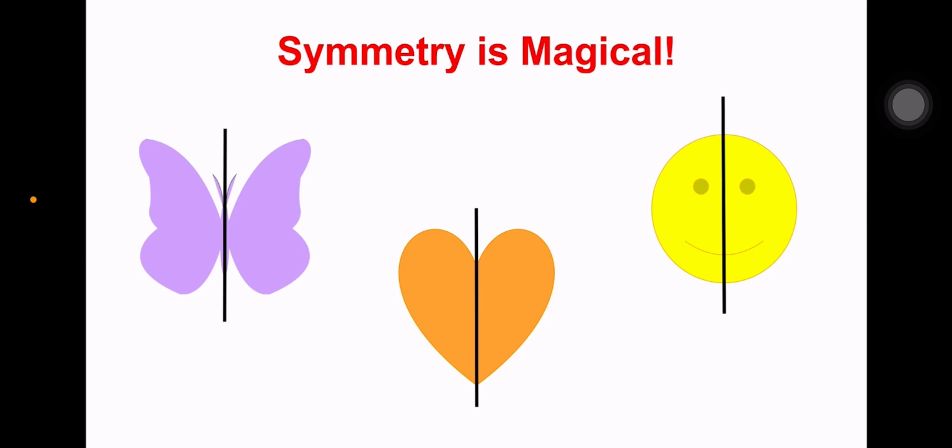With your scratch sheet of paper, I want you to pick up your pencil and draw a heart. And try folding it in half to see if the sides match. That line that you fold it on down the middle is called the line of symmetry.